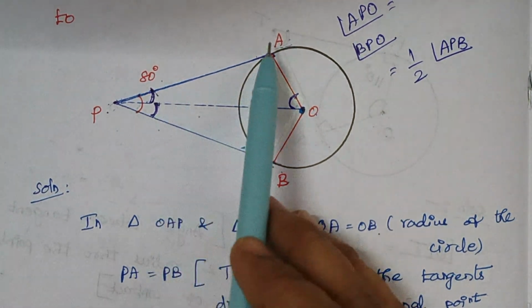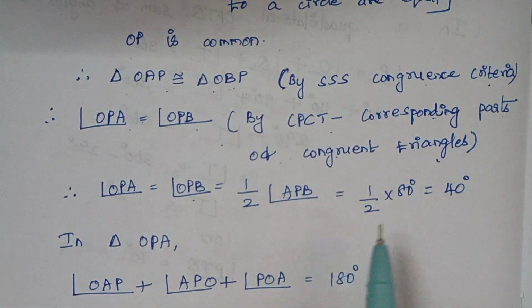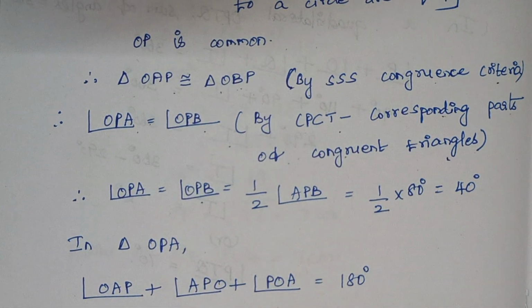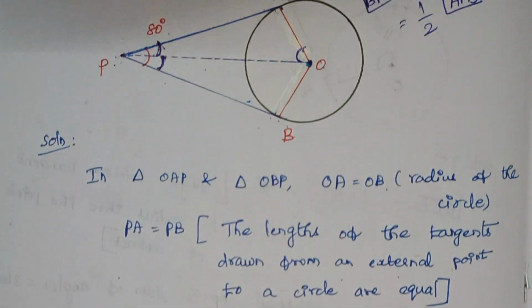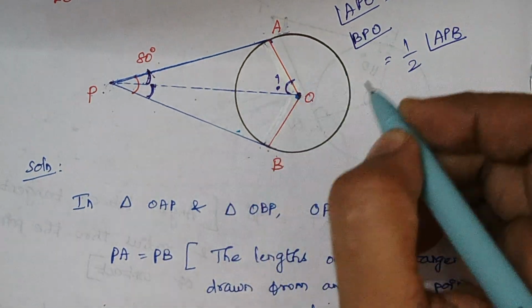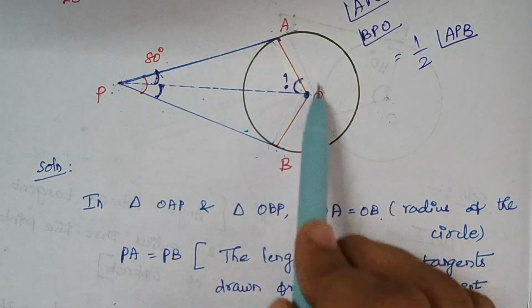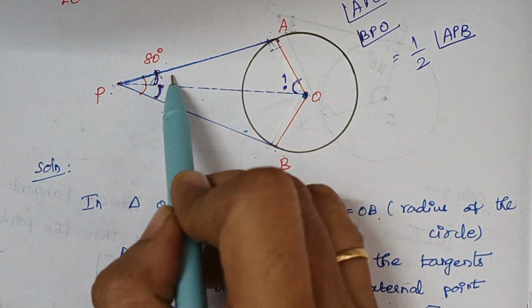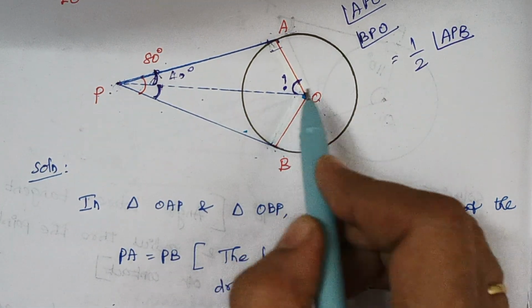So what is the value of APB? It is 80 degrees. So half of 80 degrees is 40 degrees. Now we have calculated the value. Next we are going to consider triangle OPA, because we need to find this angle. You know this angle is 90 degrees and this angle is 40 degrees, which we just calculated. So it is easy to find this angle.